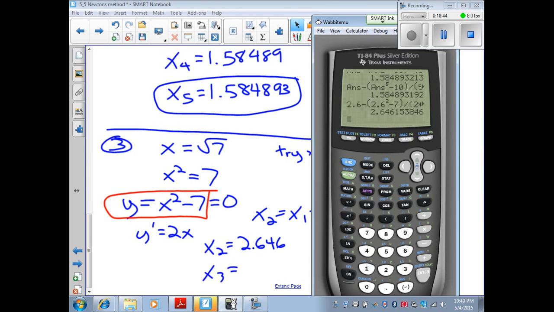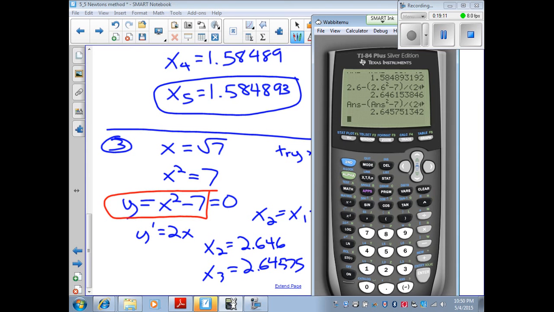And keep going. Just do it again. Use the answer. Minus the answer squared minus 7 divided by 2 times the answer. And if it doesn't change much, we know we're doing a good job. Oh, wow, it did not change much. 2.64575.